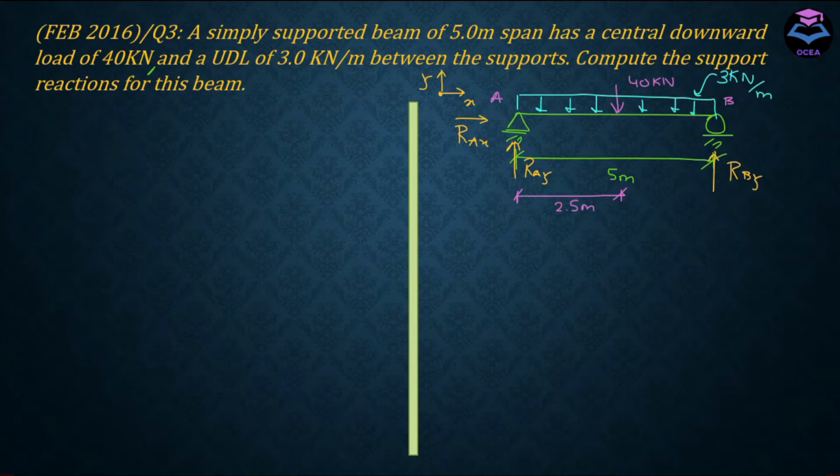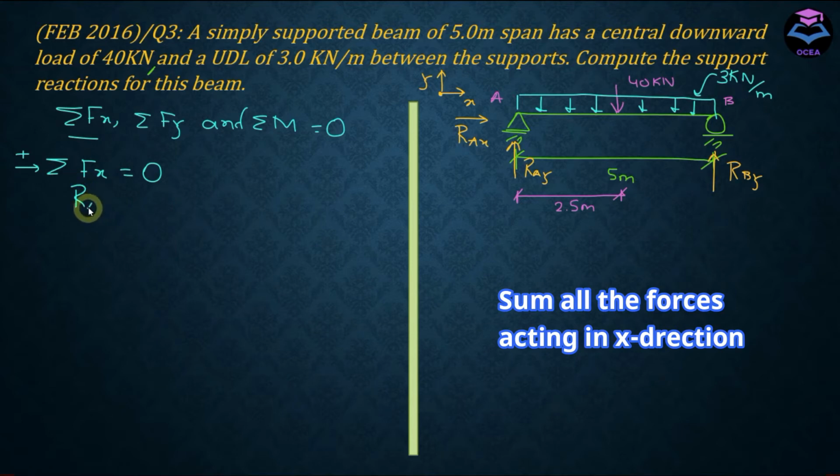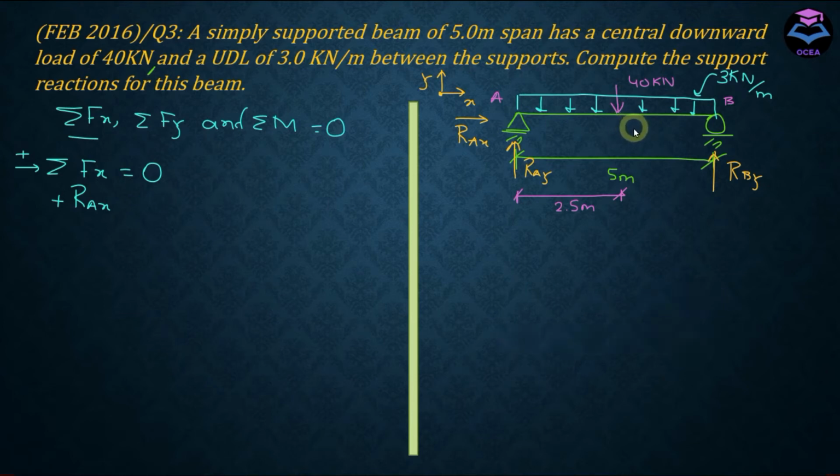To do that, we are going to apply conditions of equilibrium: summation of Fx, summation of Fy, and summation of moment about a particular point. All of these are going to be equal to 0. So first, let's use this condition to determine the reaction. Summation of Fx is equal to 0, and let's take rightward force as positive. So RAX is positive. Is there any other force acting in the x direction? No. So RAX is going to be equal to 0.